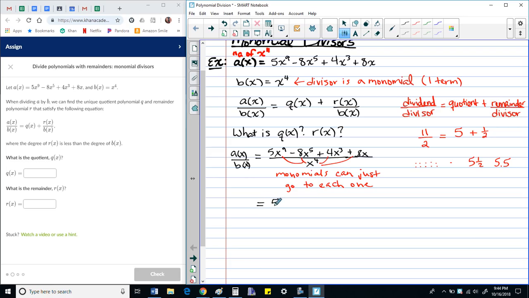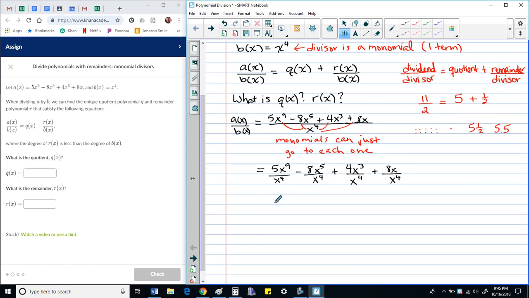All right, so then that's 5x to the 9th over x to the 4th. And when you're taking notes, since you can see my blue lines now, I highly recommend you keep the same kind of spacing and all that. Make your notes nice and pretty. Minus 8x to the 5th over x to the 4th plus 4x cubed over x to the 4th plus 8x over x to the 4th.